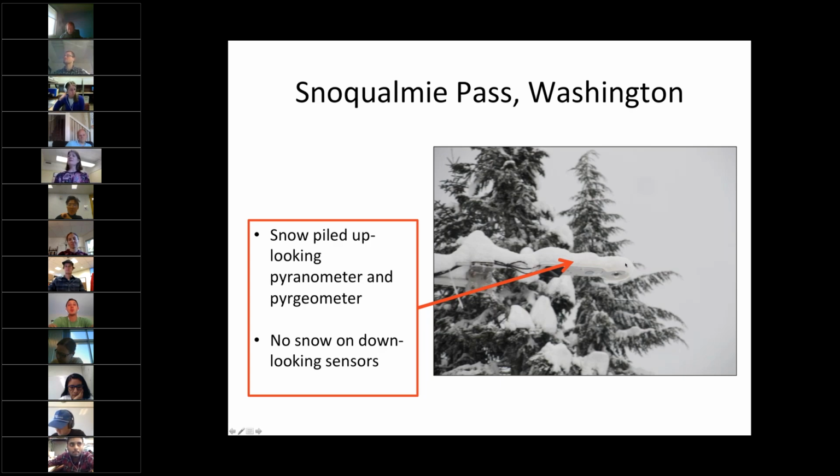We also had a heater. We were supposed to be melting off the snow. It just didn't work. For this, I also recommend putting out hunting cameras and just taking pictures of your radiometer every day, so you know when to throw out your data.